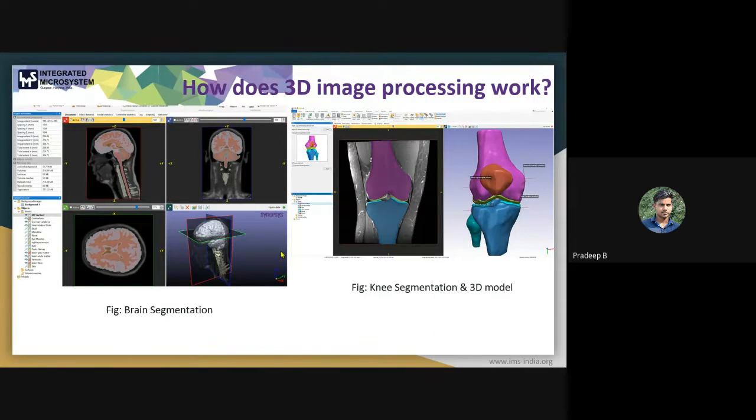So in tomorrow's session, we will discuss a few case studies of Simpleware software, and we will see the GUI of the software, and then we will see how to create a 3D model from DICOM images or MRI or CT images for research analysis, for clinical purposes, for diagnostic purposes. So now, how does this 3D image processing work?